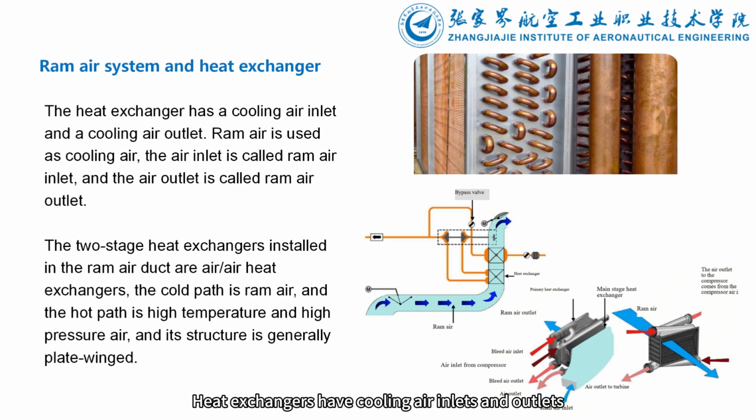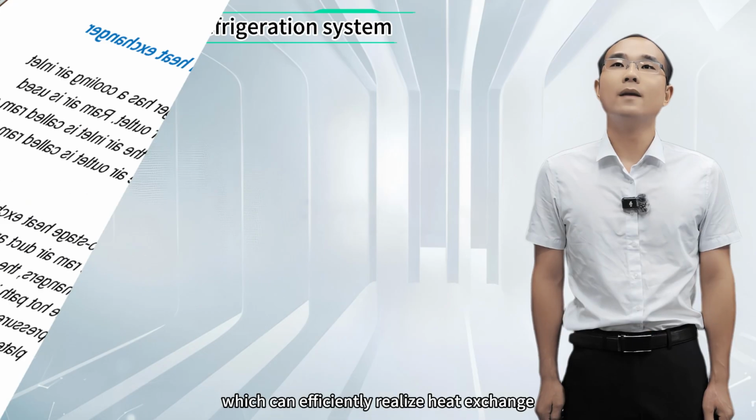Heat exchangers have cooling air inlets and outlets, and ram air is used as cooling air. The corresponding inlets and outlets are called ram air inlets and outlets, respectively. The two-stage heat exchangers installed in the ram air pipe are air-air heat exchangers. The cold path is ram air and the hot path is high temperature and high pressure air. Its structure is generally plate fin type, which can efficiently realize heat exchange.